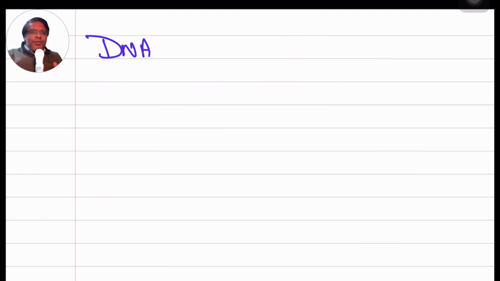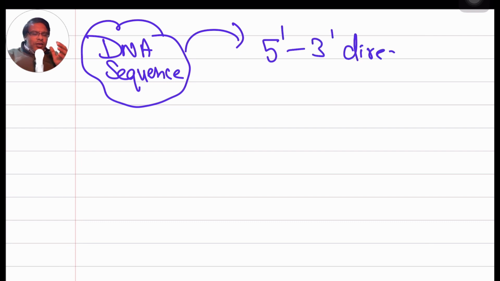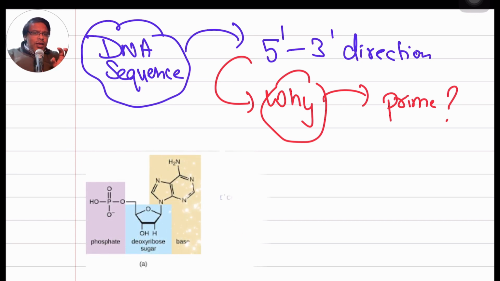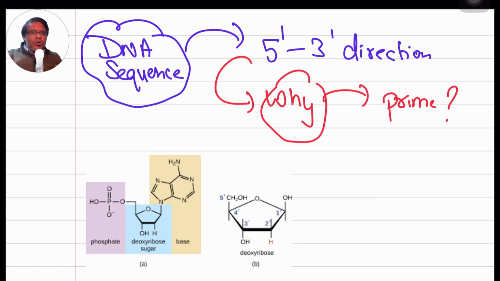Now let's move further. Here I just want to tell you, most of the times whenever we are going to read any DNA sequence, the general rule is that we are going to read it in 5' to 3' direction. Now here a question arises, why do we use these words prime? We are going to discuss this point. Now if you see the nucleotide, base is attached to sugar, and sugar is attached to phosphate.